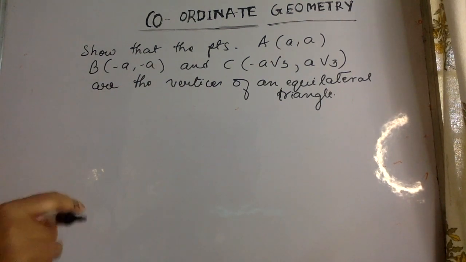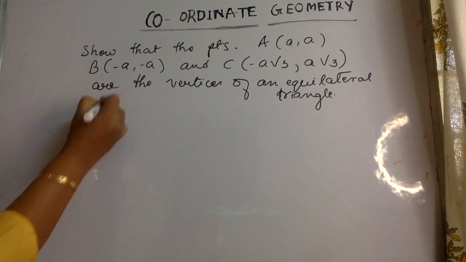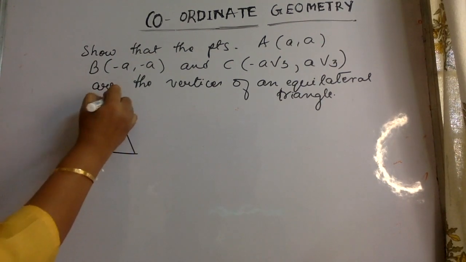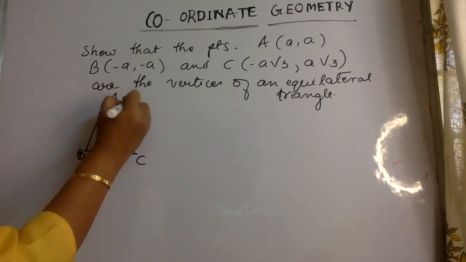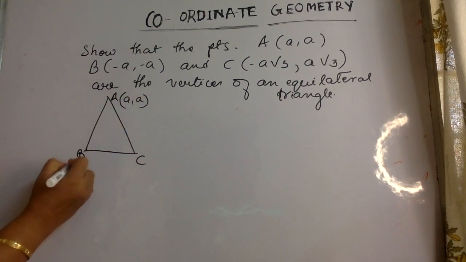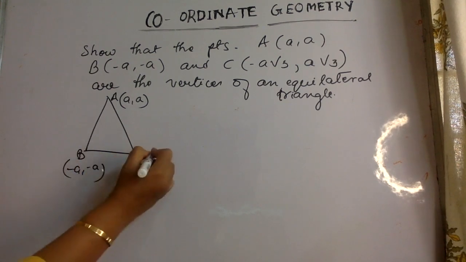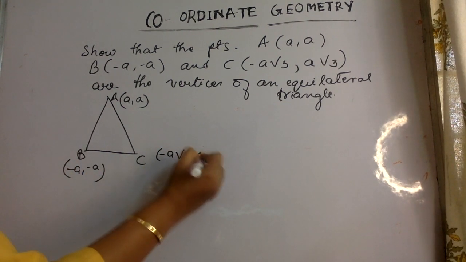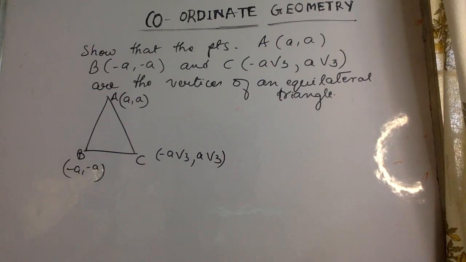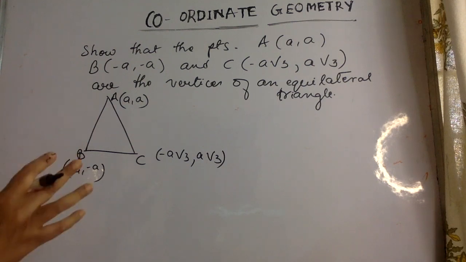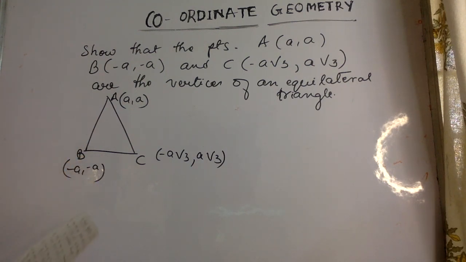What we'll do is, remember one thing, diagrams are absolutely important in this chapter. So we'll draw the diagram, a small sketch, and here A, B and C. A is (a, a), B is (-a, -a), and C is (-a√3, a√3). So these are the 3 vertices of an equilateral triangle. Now, show that the points are the vertices of an equilateral triangle.